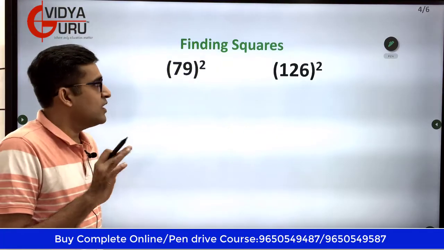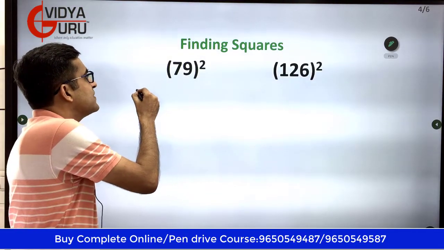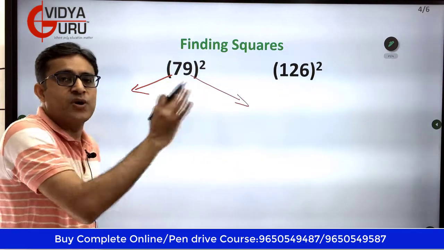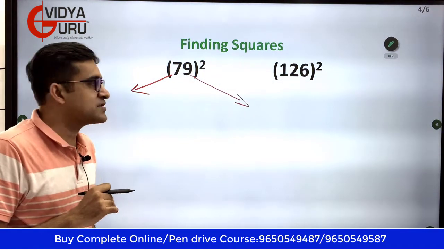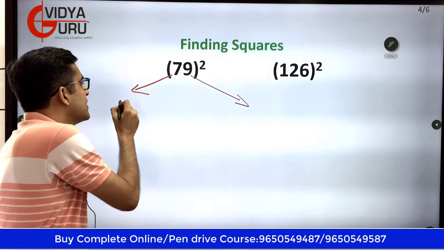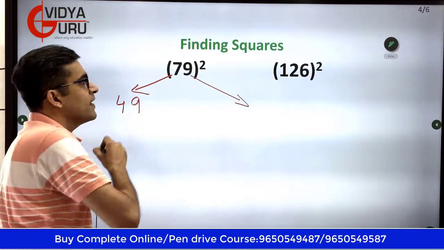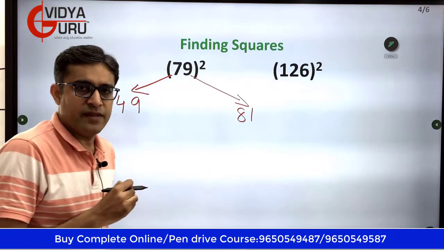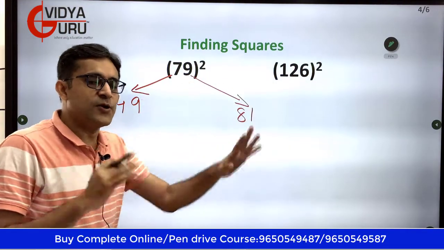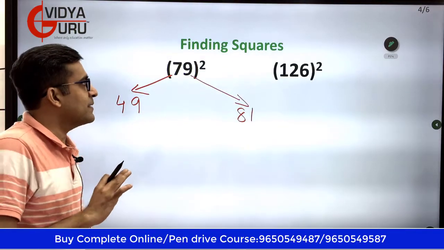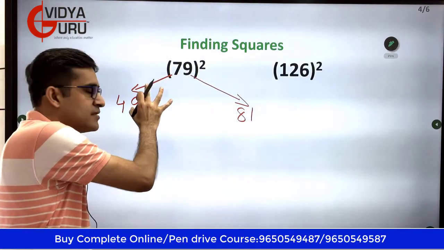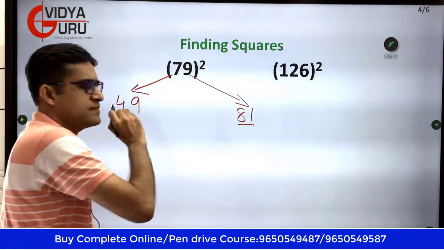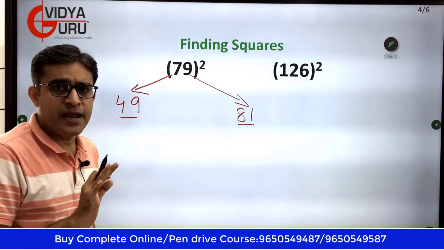What I am going to do is write the square of 7 and the square of 9. Those will be the two extreme values. 7 square is 49. 9 square is 81. Those are the two values to the left and to the right. That means break the number, and of course think of the squares. So 7 square is 49, 9 square is 81.